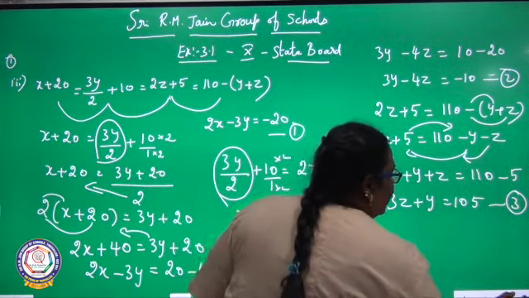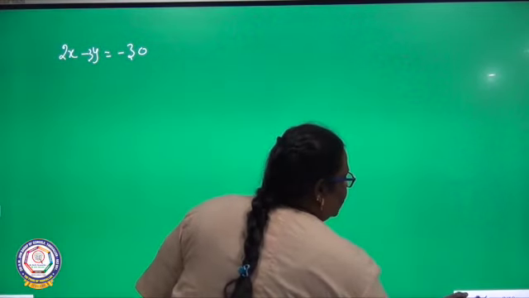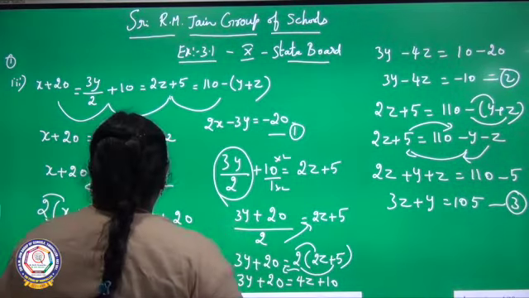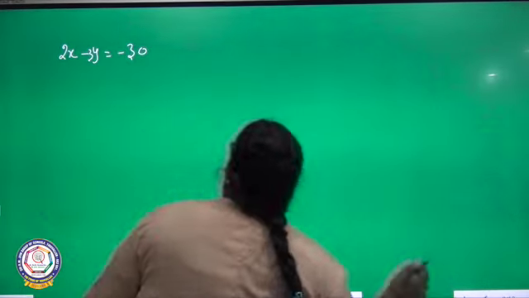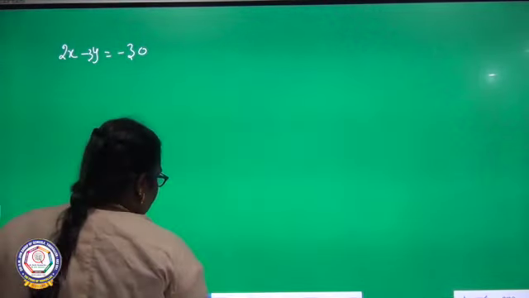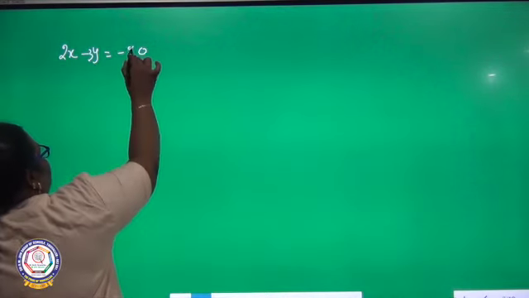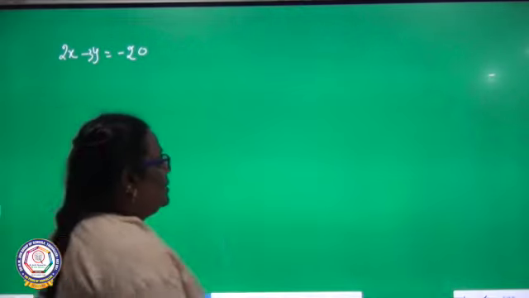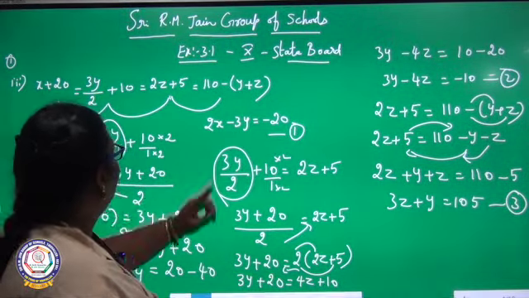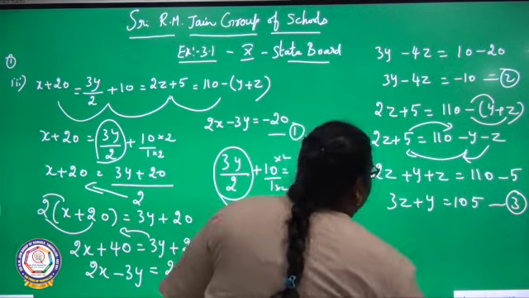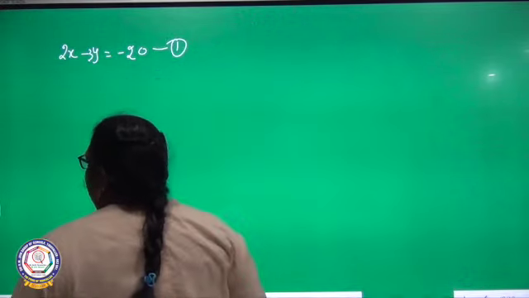So you write down the equations on the next board. See, the first equation: 2x minus 3y equal to minus 20. Take it as the first equation.